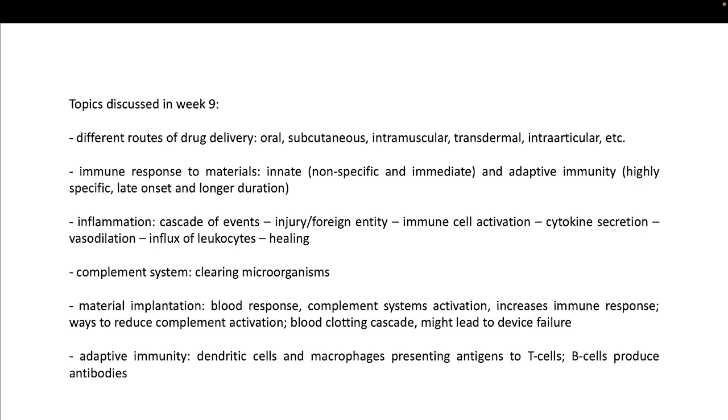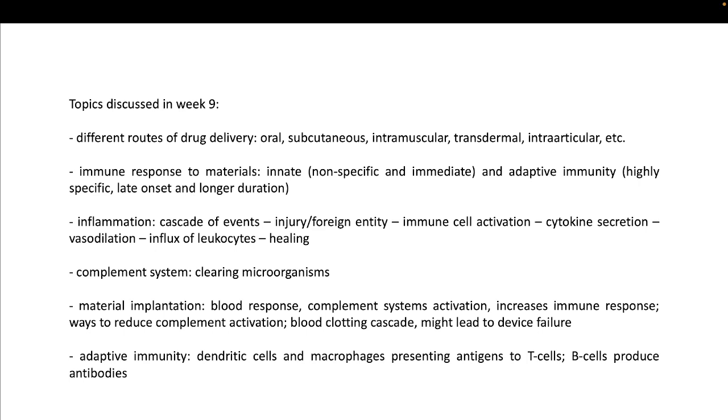And there are two types of immunities which a human body has, that is innate and adaptive immunity. So some basics about that have also been discussed, of how innate immunity is non-specific and immediately comes into play whenever something foreign is detected in the body. On the other hand, adaptive immunity is very highly specific to whatever antigen you are introducing, and which has a late onset, which takes over after innate immunity has been completed, and then it lasts for a longer duration wherein you have your memory cells coming into play.